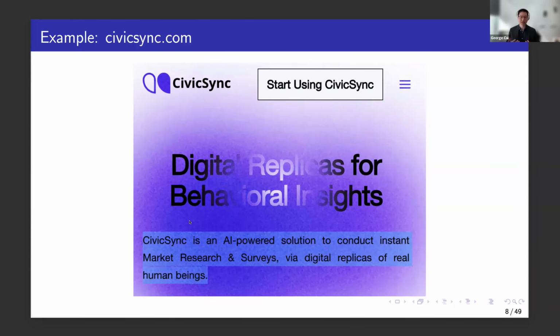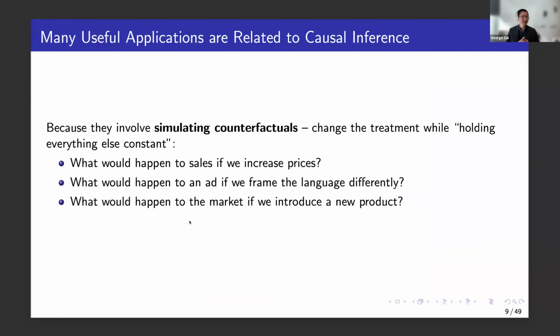At the same time, if we take a step back, we can see that many useful applications are related to causal inference, in the sense that they involve simulating counterfactuals. We are interested in changing the treatment while holding everything else constant. For example, what would happen to sales if we increase prices? What would happen to an ad if we frame the language differently? What would happen to the market if we introduce a new product? Any other potential interventions you can think of are related to this counterfactual simulation, where we change the treatment while holding everything else constant and ask what is going to happen.